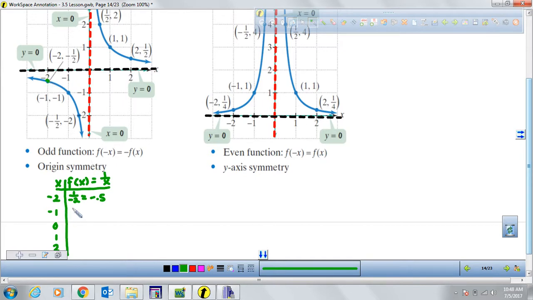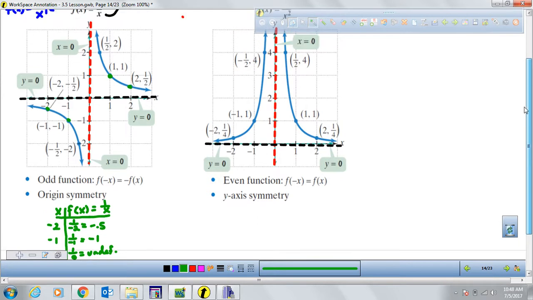When x is negative 1, you're going to have 1 divided by negative 1, which gives me negative 1. So you see, negative 1, negative 1, that's another point. Then when x is equal to 0, 1 divided by 0, you cannot divide by 0, so it's undefined. That's where we see the vertical asymptote, at my undefined solution. Then when x is equal to 1, you're going to get 1 over 1, which is 1. So it would be 1, 1. That's what you see here. And when x is equal to 2, it's 1 over 2, which is 0.5. So it's going to be 2 and 0.5.